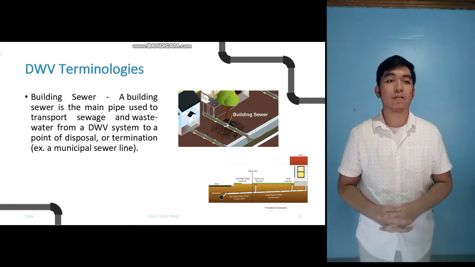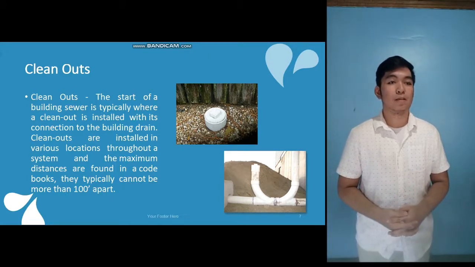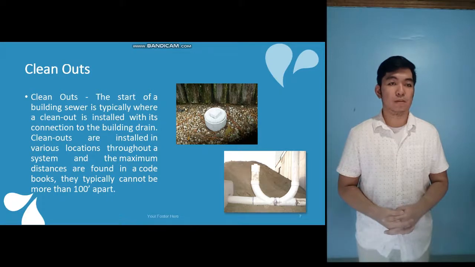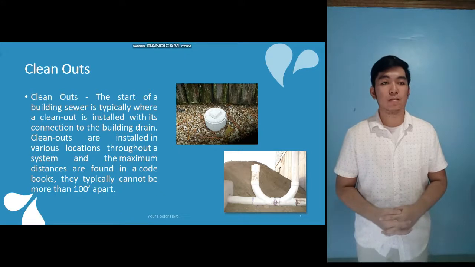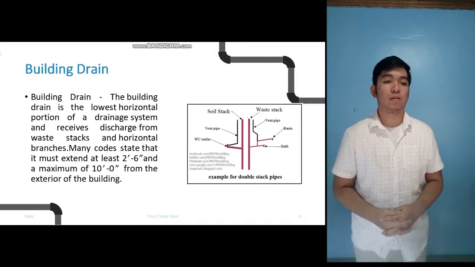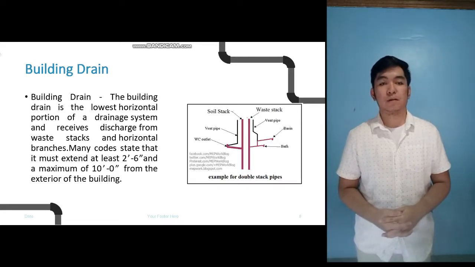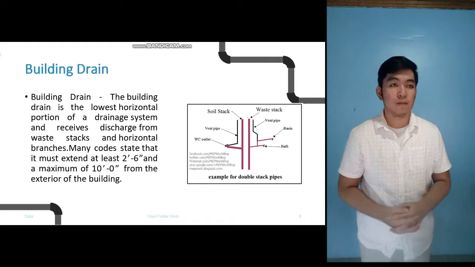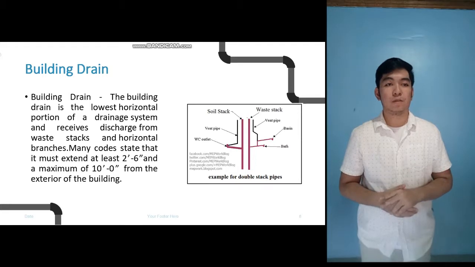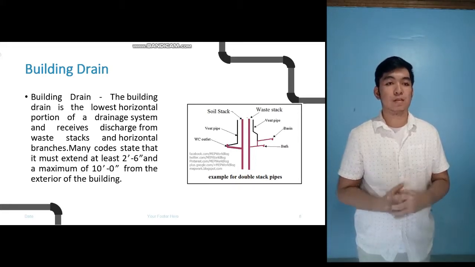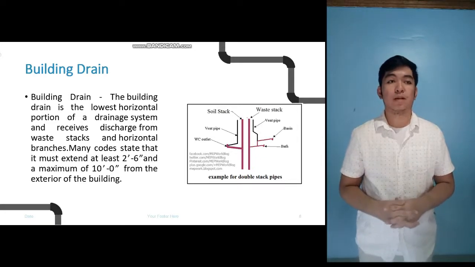Next is cleanouts. The start of a building sewer is typically where a cleanout is installed, with its connection to the building drain. Cleanouts are installed in various locations throughout a system, and the maximum distances are found in a code. Cleanouts typically cannot be more than 100 feet apart. Next is the building drain. The building drain is the lowest horizontal portion of a drainage system, and receives discharge from waste stacks and horizontal branches.